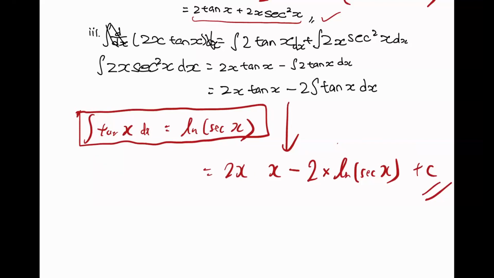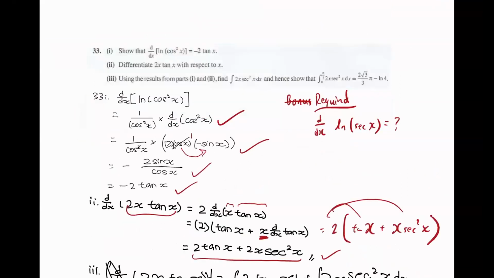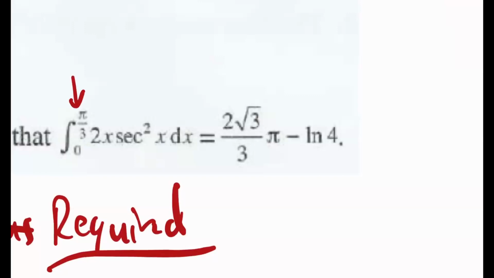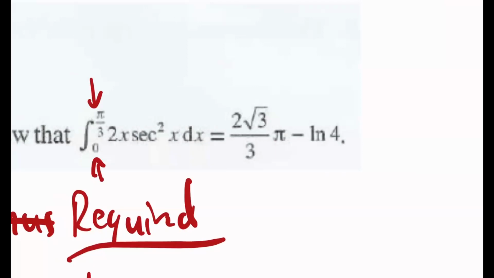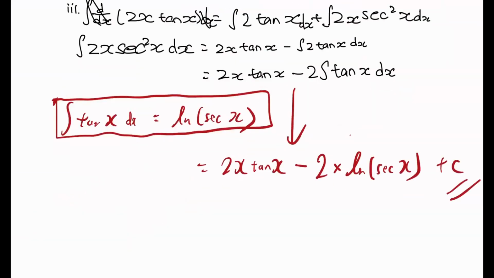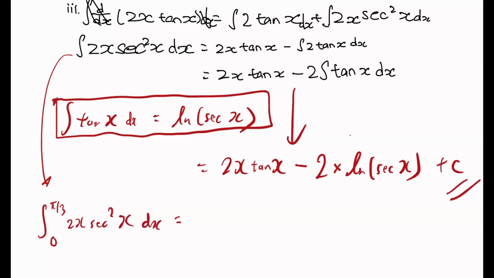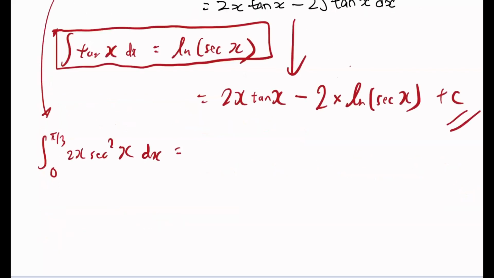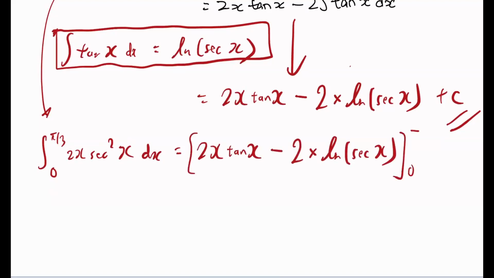Is that okay? Good. So 2x secant square x. And hence show that the definite integral from 0 to pi over 3 of this equals 2 root 3 over 3 times pi minus 1/4. Okay, so now you need to sub in pi over 3 and 0. Let's quickly do that. So copy and paste, but then you replace the upper and lower limits with pi over 3 and 0 respectively.